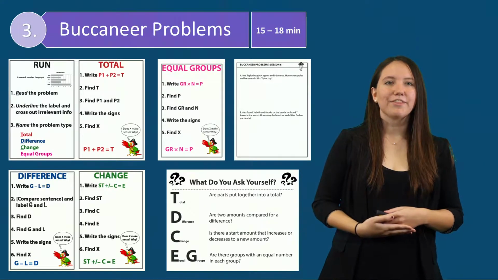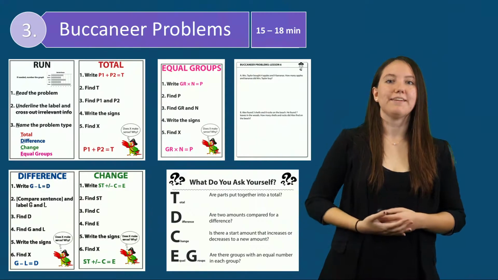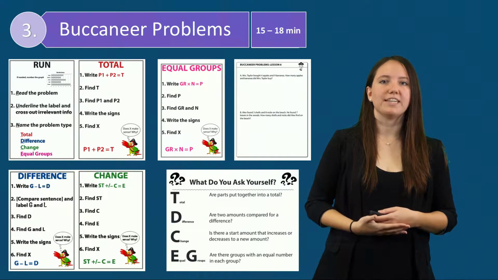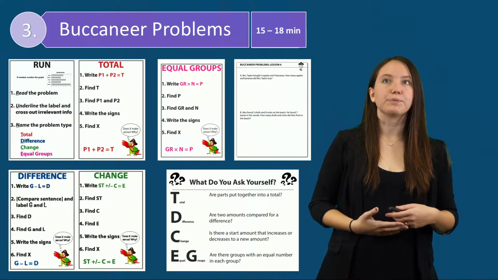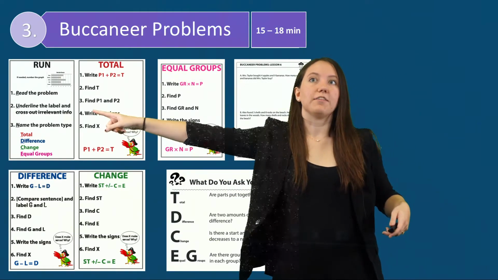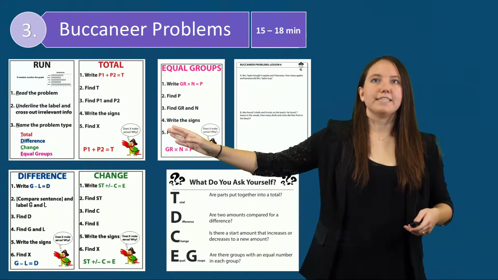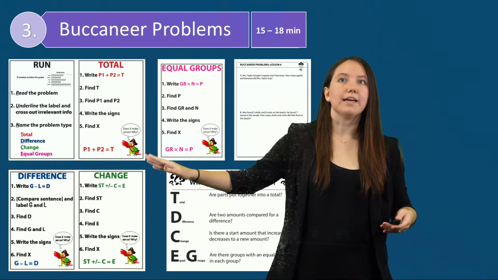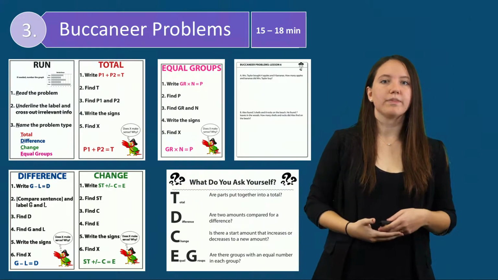The third activity of each lesson is the Buccaneer Problems, which is a 15 to 18-minute activity. In this activity, students receive schema-based word problem instruction as they work with the teacher to solve total, difference, change, and equal groups word problems. They also receive instruction on the RUN-ATTACK strategy, as we see here. And again, they also learn how to solve total, difference, change, and equal group schemas and use the following posters to aid them in solving each type of word problem.